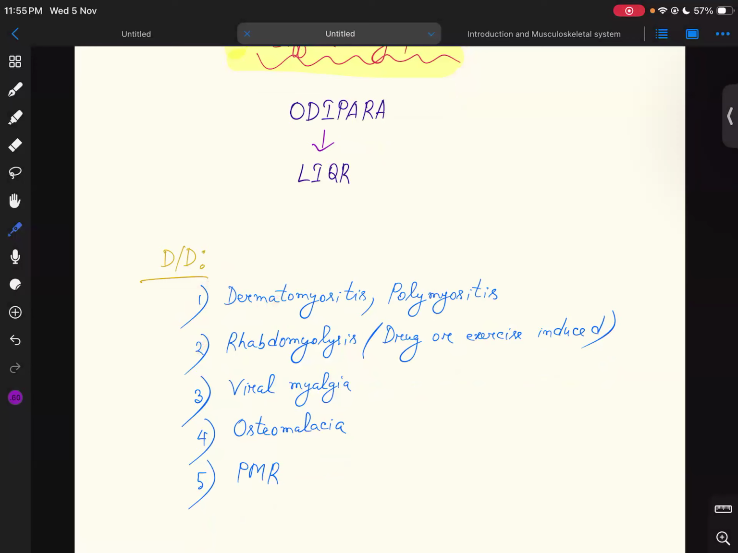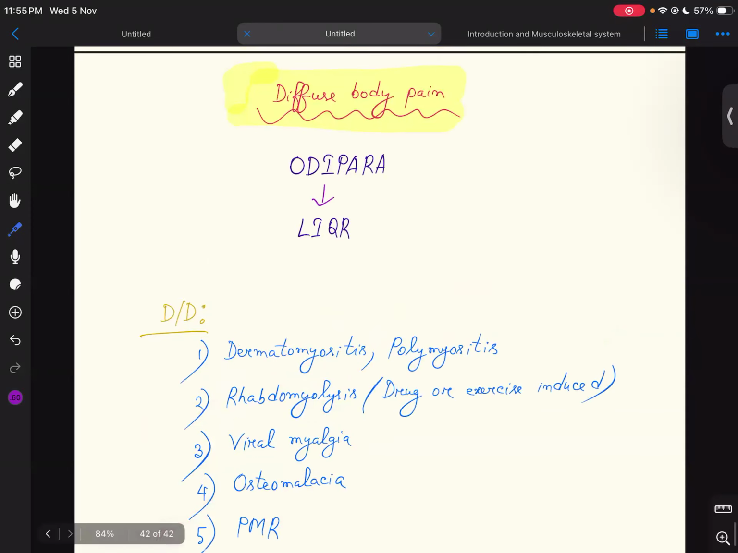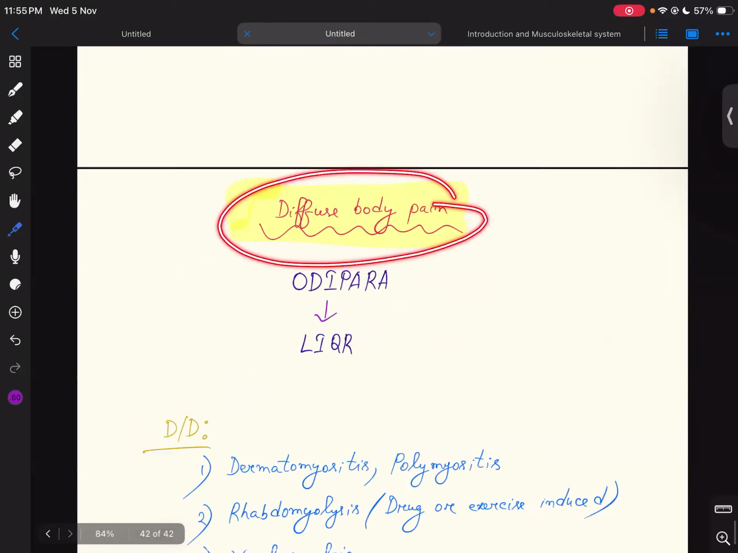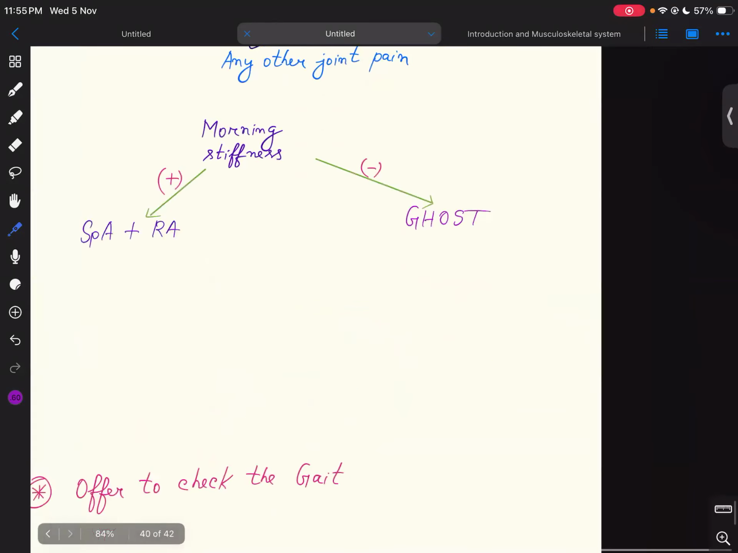In the history, typically the patient will say they are taking NSAIDs, or doing excessive exercise like attending a marathon, and after that they are having some diffuse body pain. Or there can be a recent history of sore throat indicating viral myalgia. Then osteomalacia can be there. Then polymyalgia rheumatica is another differential diagnosis of diffuse body pain, also bilateral shoulder pain that I have discussed earlier.